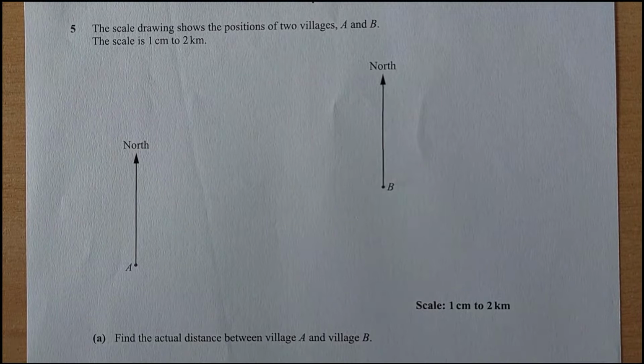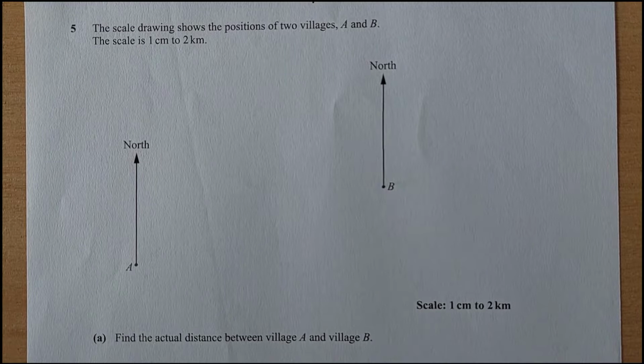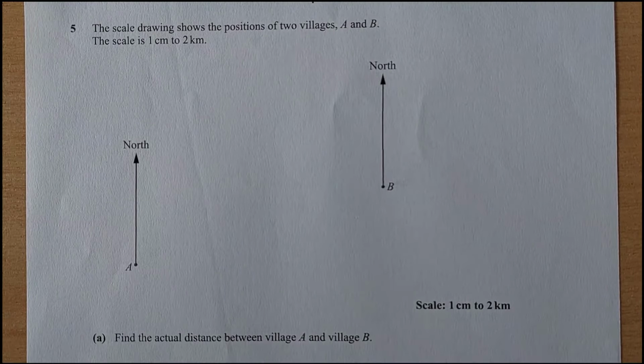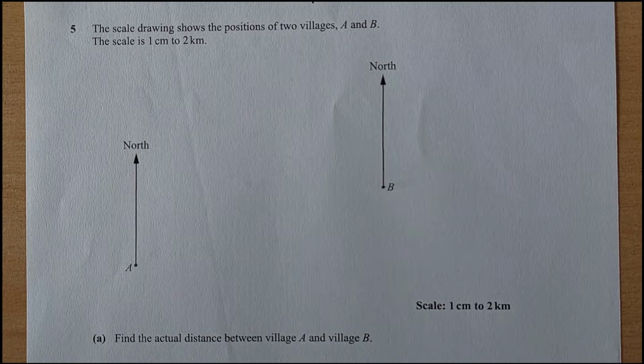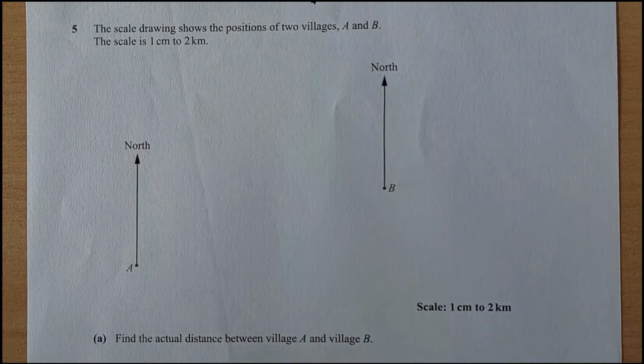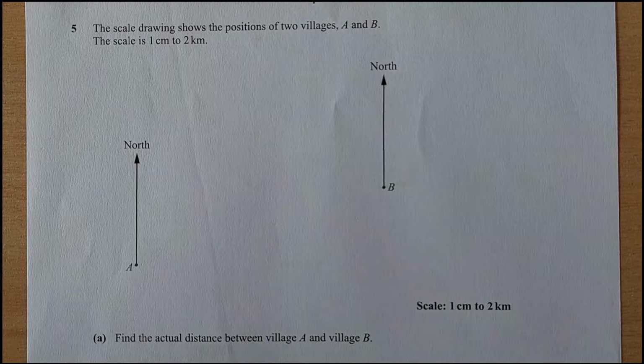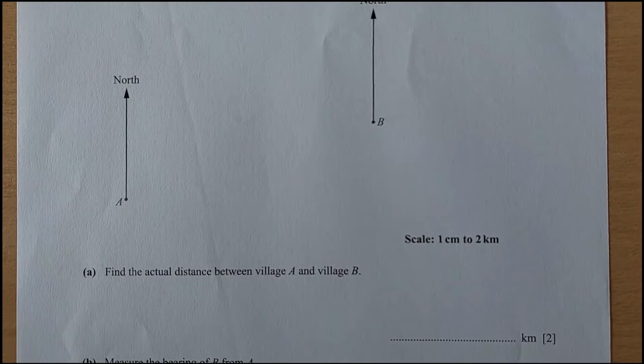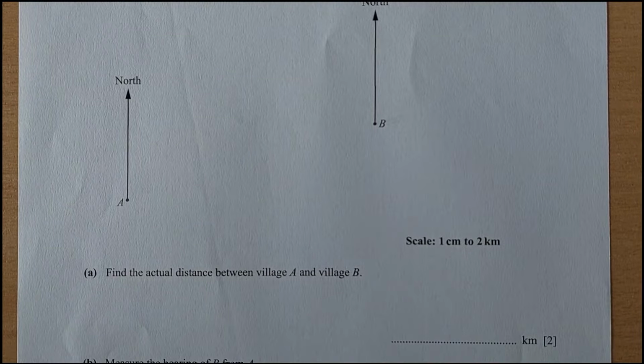Question number 5. The scale drawing shows the position of two villages A and B. The scale is 1 centimeter to 2 kilometers. Okay, so we have village A and village B and the north line as well for both villages. Now for part A, find the actual distance between village A and village B, and we need to find the distance in terms of kilometers.